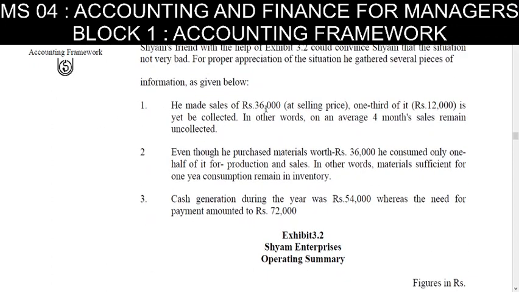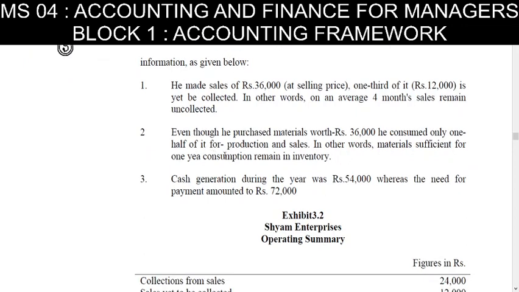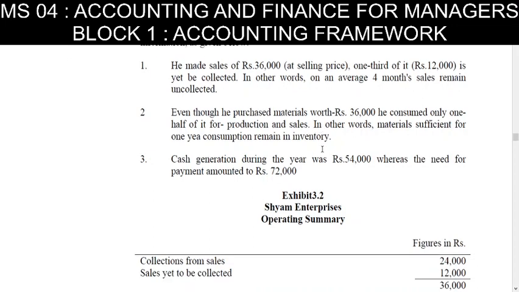He made sales of 36,000 rupees. 1/3 of it is yet to be collected. In other words, on an average, 4 months' sales remain uncollected. He has not yet received the cash for the sales that he has made. Even though he purchased materials worth 36,000 rupees, he consumed only 1/2 of it for production and sales, which means material sufficient for another year is still there as stock.